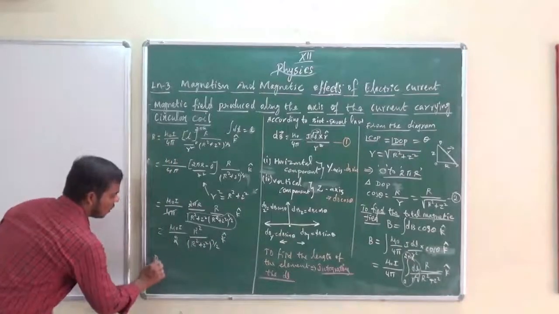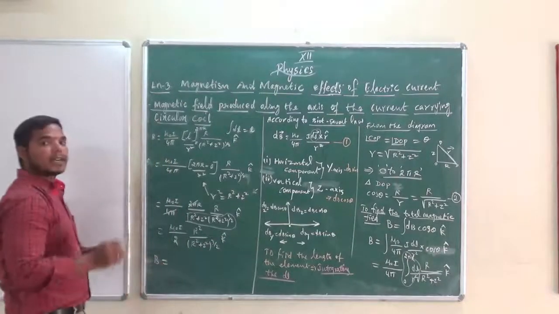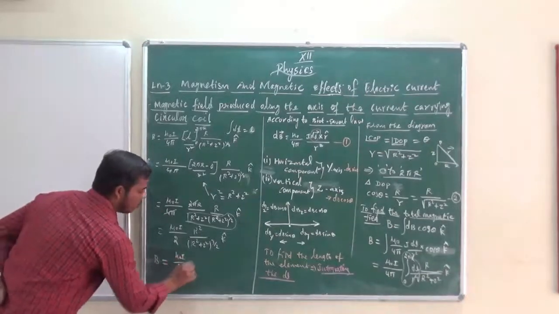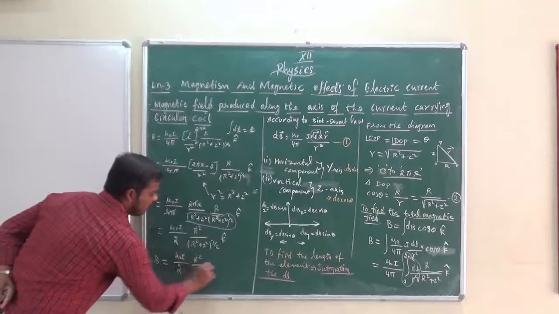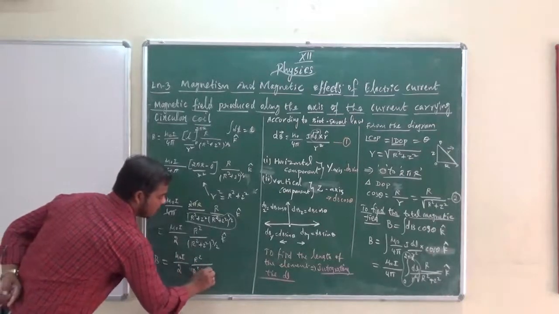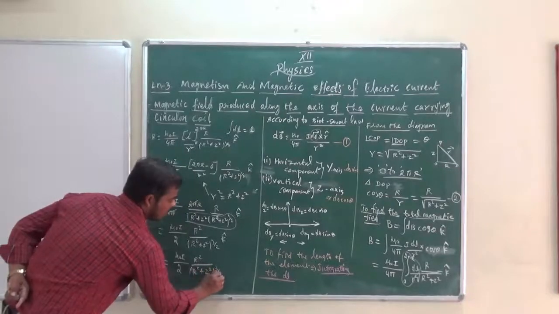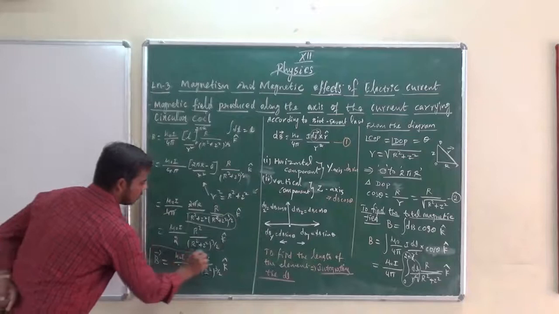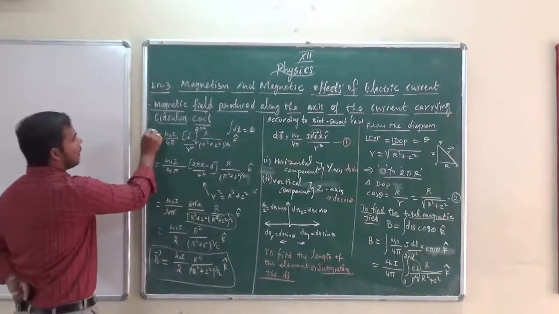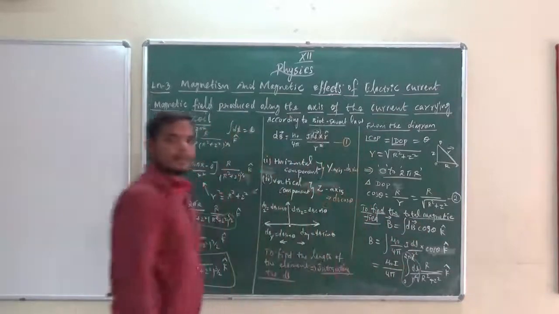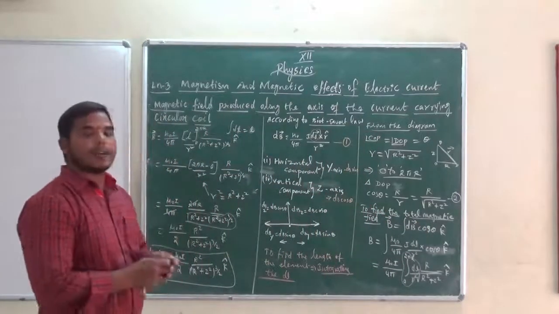So what is the total magnetic induction, or magnetic field, along the circular coil? Mu naught I divided by 2, R square divided by R square plus Z square to the power of 3 by 2, into K cap. It should all be in vector notation, so B vector. This is our required final equation.